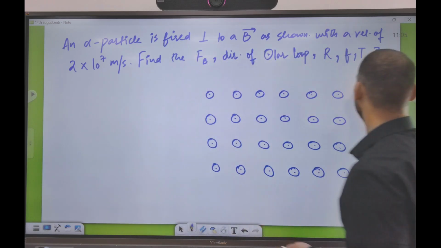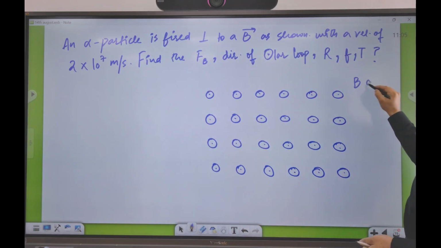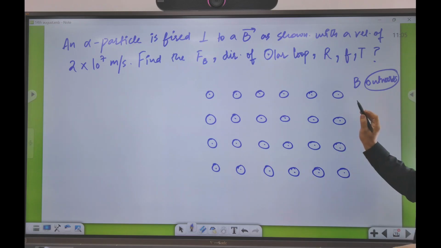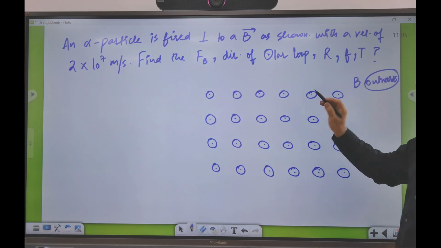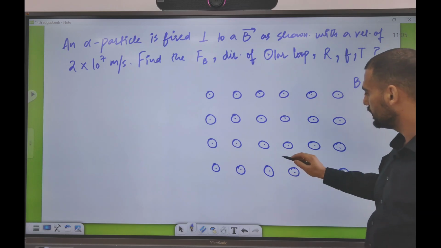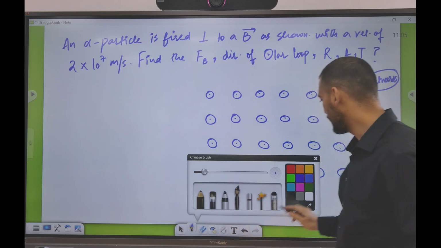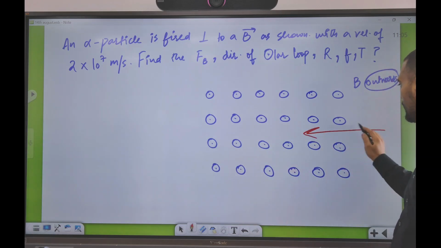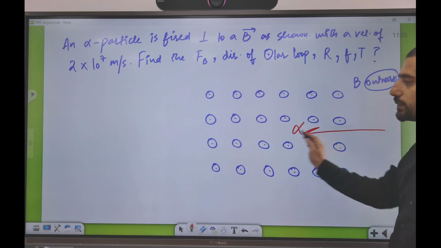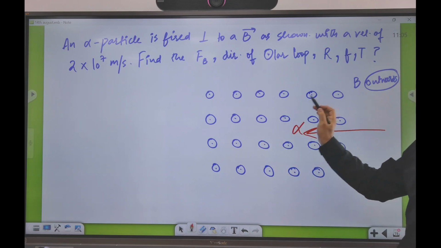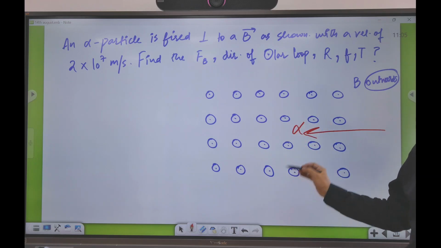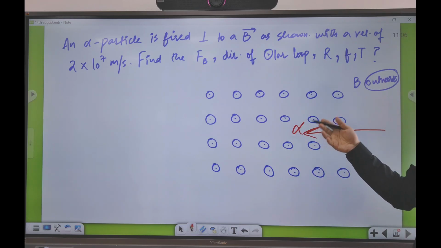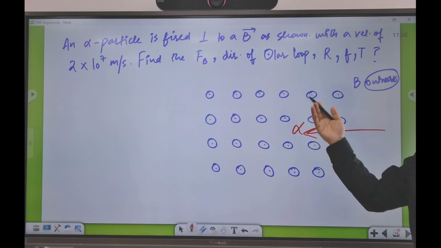This is the magnetic field, and I am writing it as outwards, okay? The question is, if an alpha particle is fired, something like this. This is the alpha particle which is being fired. Show the direction of the circular loop. How will the circle be formed? Will it be clockwise or anti-clockwise?